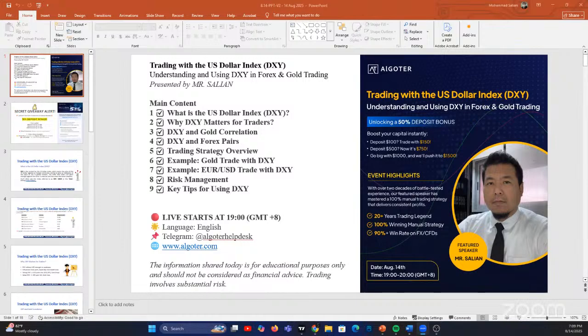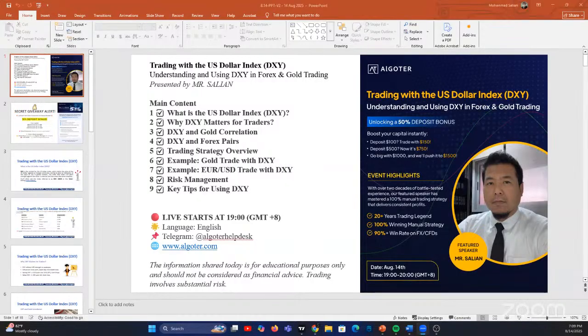Okay, so tonight it's all about trading the US dollar index. So it's about understanding and using the DXY, also known as DXY in forex, and using this while trading gold.